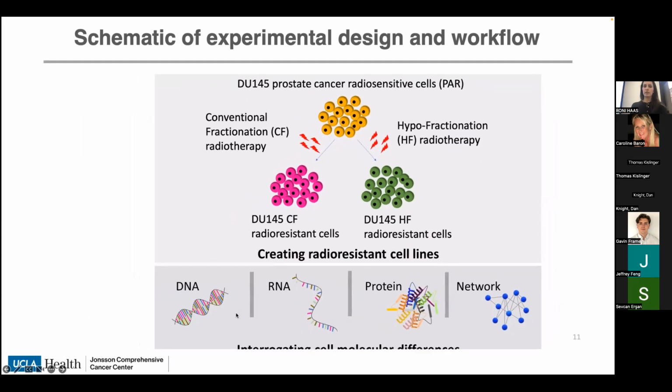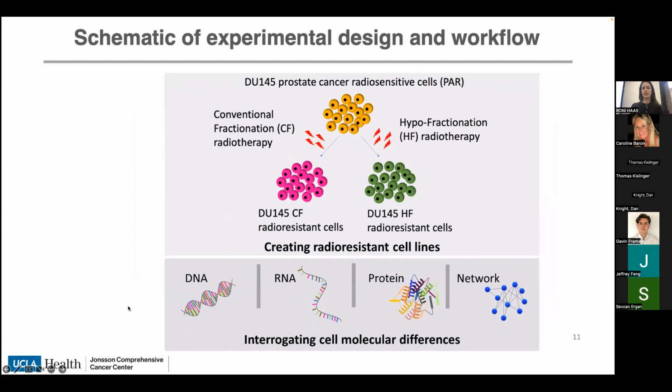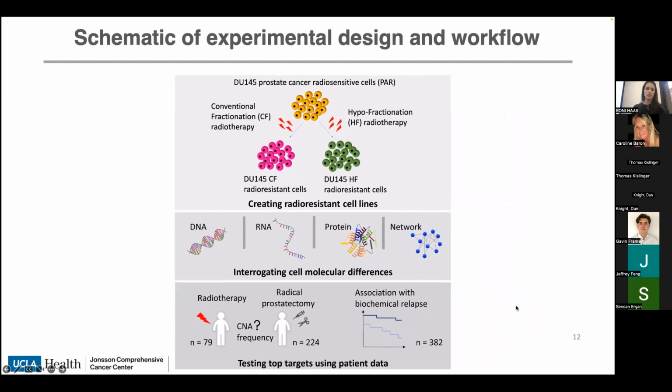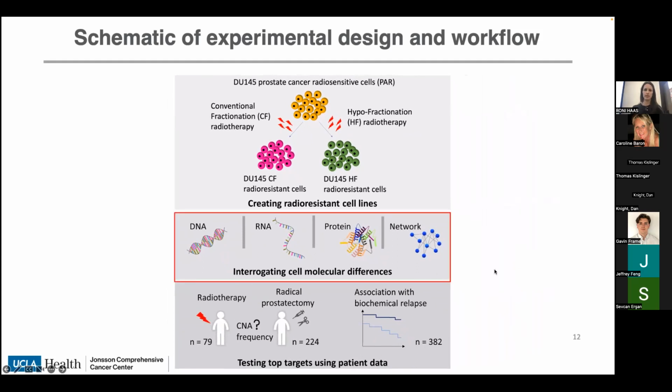Then we took several replicates from each of these cell lines and tested the differences between them in terms of their genomes, transcriptomes, and proteomes, and we also did some network analysis of genes. Using this cell line investigation, we were able to choose the top targets that we think have the best potential to help for therapy, and we validated the relevance using patient data. I will start with the results, the cell line investigation.